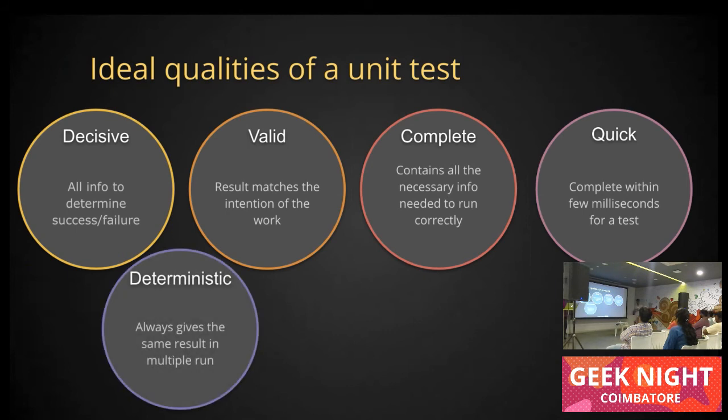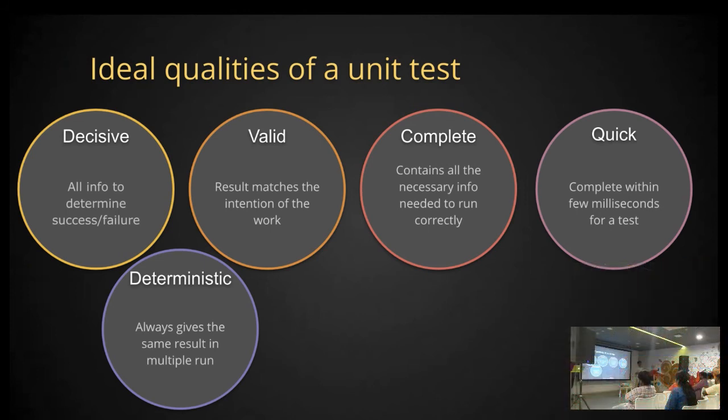Next is deterministic. Let's say we have a test that is passing now. After 10 minutes, if I run it and it is failing, that means it's not deterministic. If we run the test repeatedly, it should always pass, right? So that is the other ideal quality of a unit test.